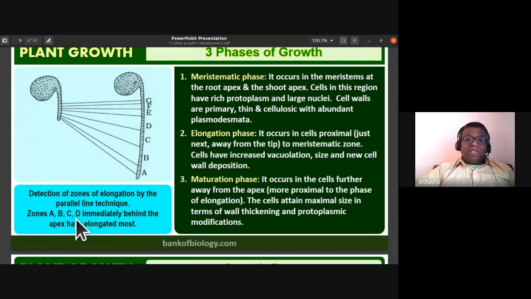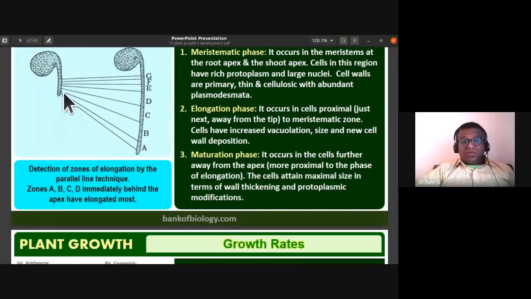Zones A, B, C, D immediately behind the apex have elongated most. So these zones which we would have marked, you can mark and then see the further germination. You can notice A, B, C, and D. They have elongated the most. So this is the zone of elongation. A, B, C, and D are the zone of elongation.